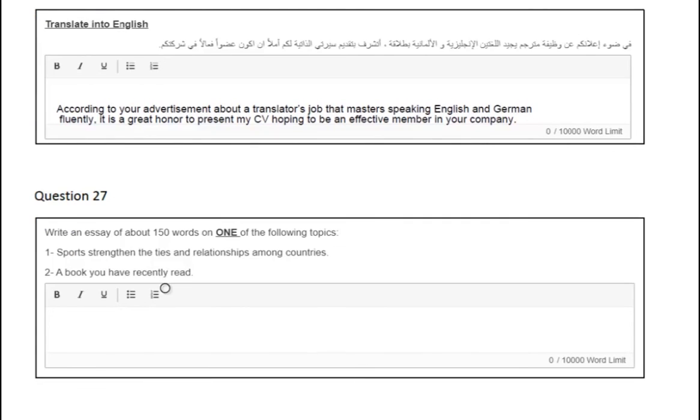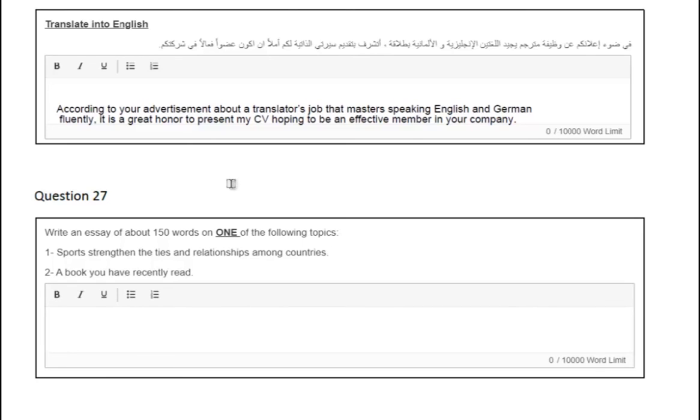Here we see: write an essay of about 150 words on one of the following topics. You have to choose a topic from these topics, and you are not going to write a paragraph, you are going to write an essay, maybe 3 or 4 paragraphs. In order to write a perfect essay, first of all, you must understand the topic you are going to write about. Then in the introductory paragraph, you are going to use something called a thesis statement. The thesis statement is the same as the topic sentence used in the paragraph.